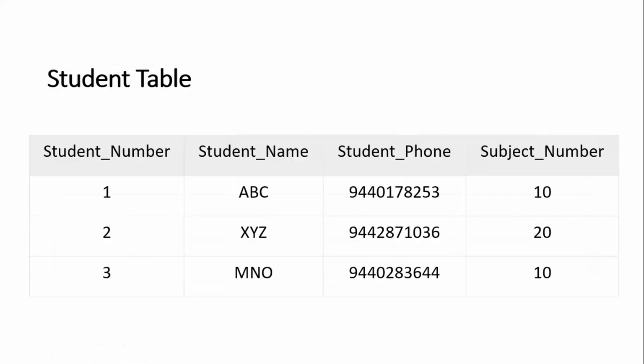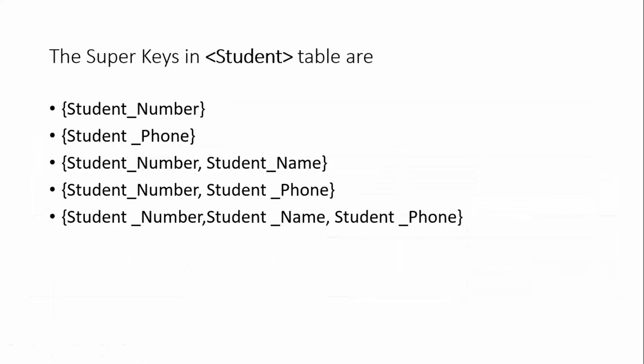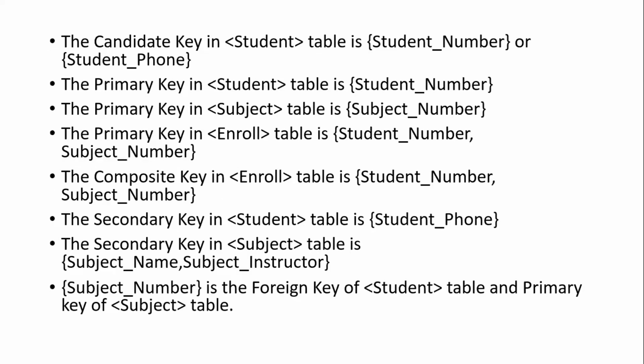Why student number? Because if I take the subject number as the primary key in the student table, what happens? It can't be taken as the primary key, because here number 10 is repeating in two rows, which is not unique. So what is the definition of a primary key? It has to uniquely identify a row in a relation. The primary key in the subject table is subject number.